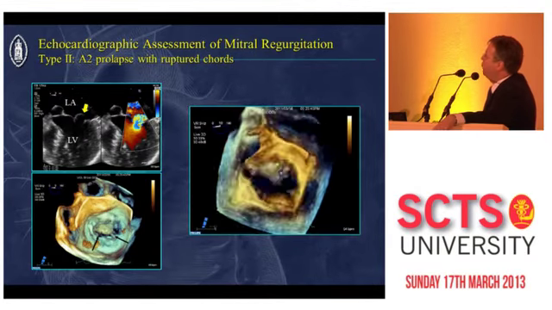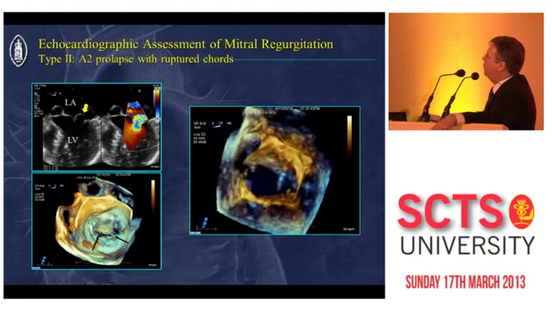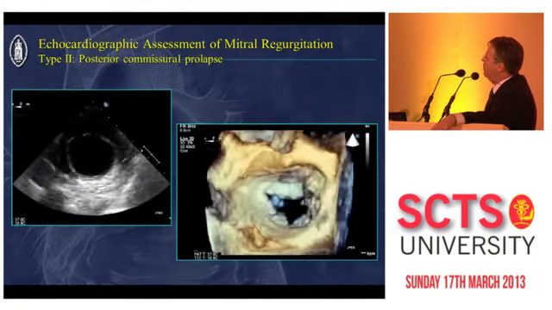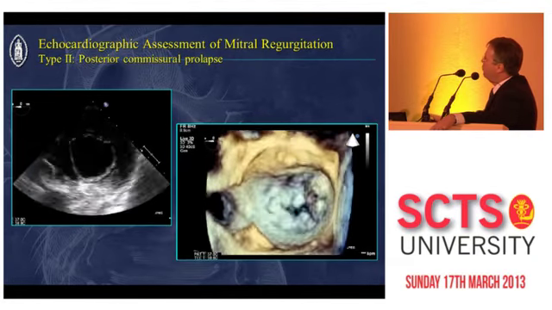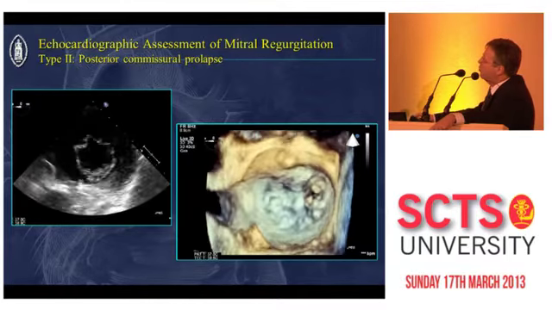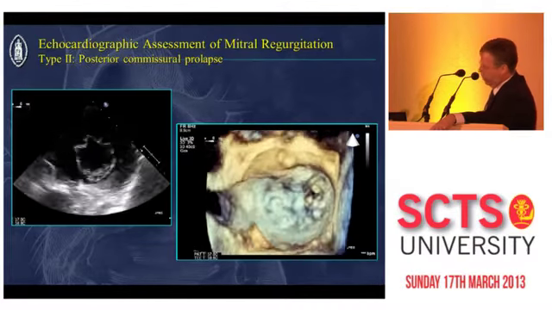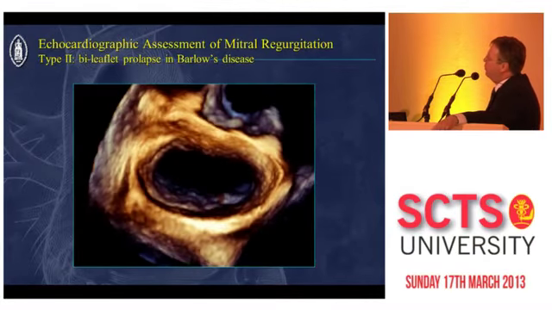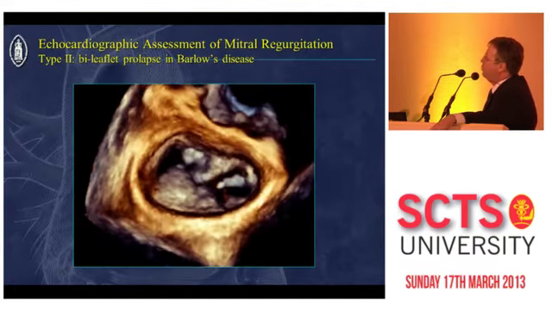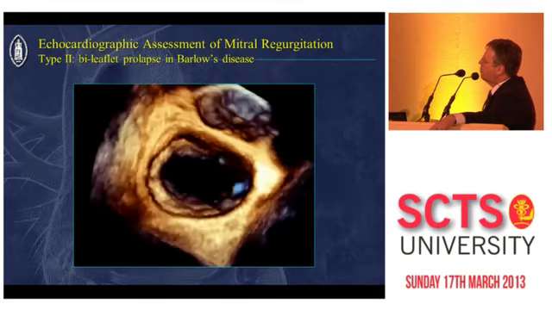Here is a P2 prolapse. You see the ruptured cord here, and then you can beautifully see the prolapse there. And I think I still have an example of a posterior commissural prolapse, which you can see here. Of course, you can also see it with 2D, but it's much more complicated to do so. Bileaflet prolapse usually requires a reconstruction of the different cut planes so that you can make sure which are the segments which are prolapsing, because in this Barlow disease you can clearly see here the P2 prolapse.